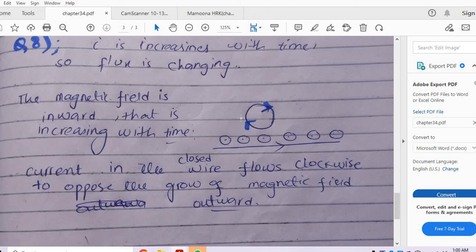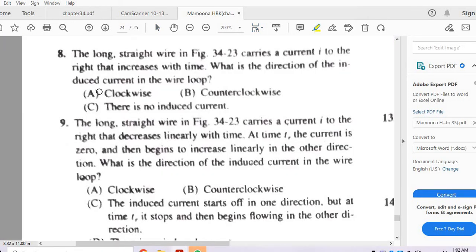The direction of the current will be such that it opposes the growth of the magnetic field. If the external magnetic field due to this wire is out of the paper, then the current will flow in the loop in the clockwise direction in order to stop that increase in magnetic field. From the right hand rule we know that if the current is moving clockwise, then the magnetic field will be inward, which will oppose the external magnetic field of this wire. So for such a situation the clockwise current will flow in the loop.